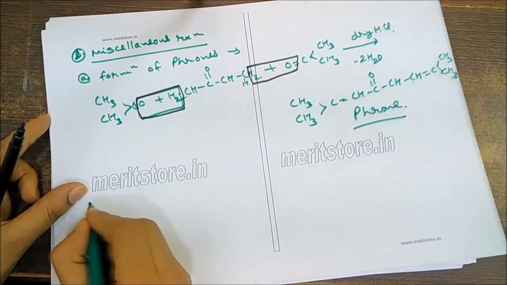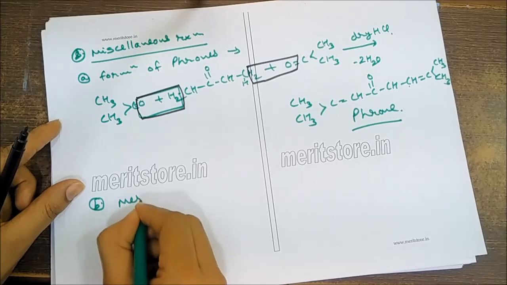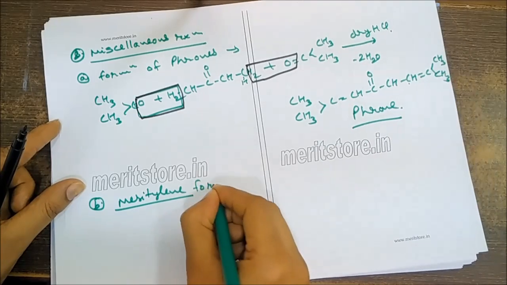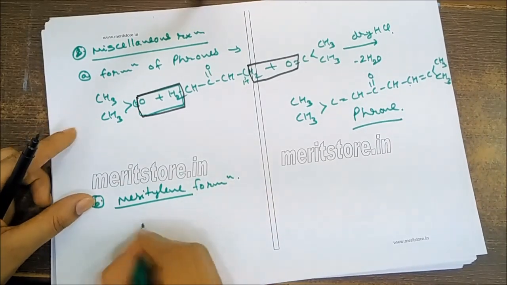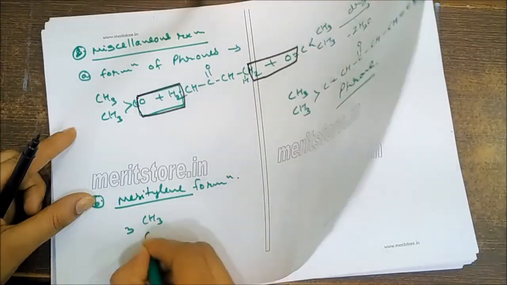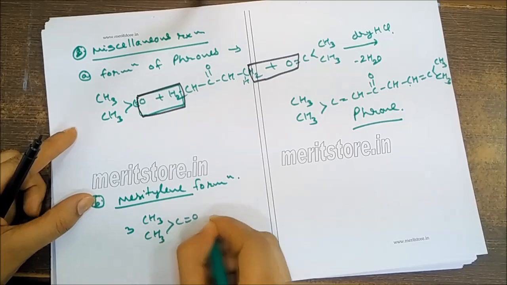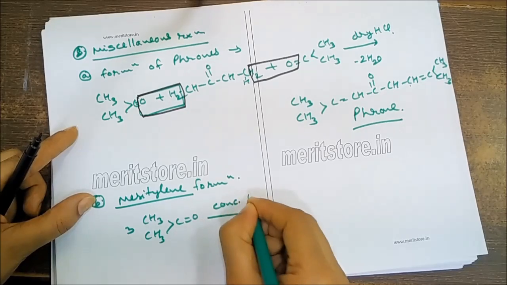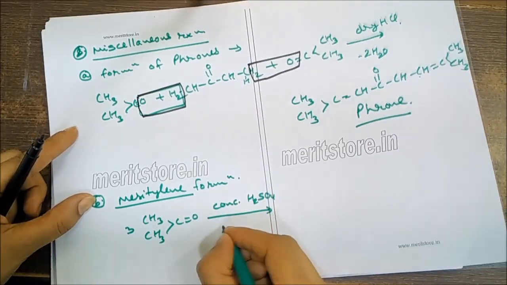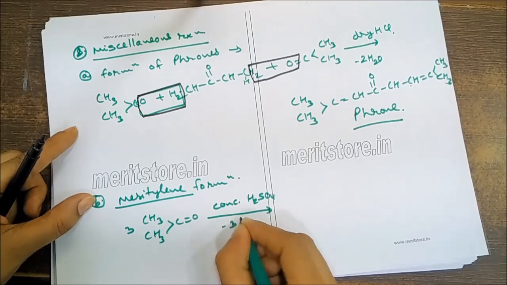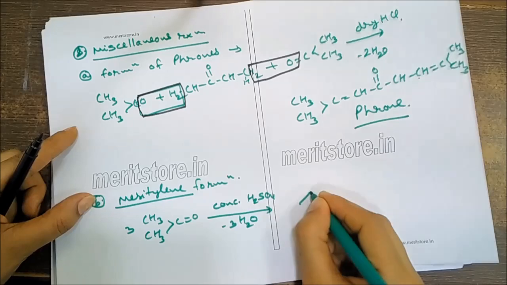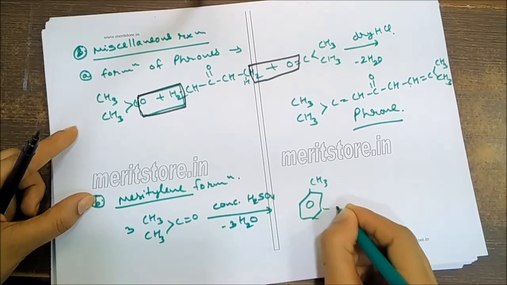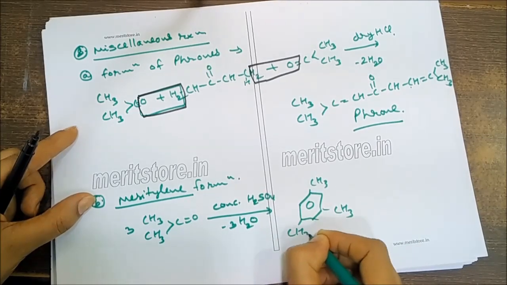Now the next is formation of mesitylene. Three molecules of acetone on refluxing with concentrated sulfuric acid will make mesitylene, and 3 molecules of water will be removed, and this is our mesitylene.